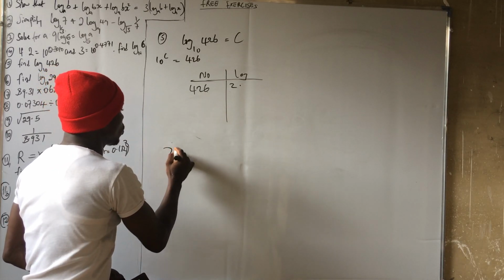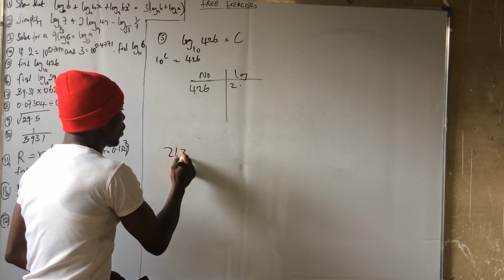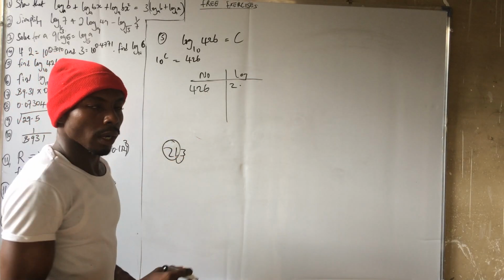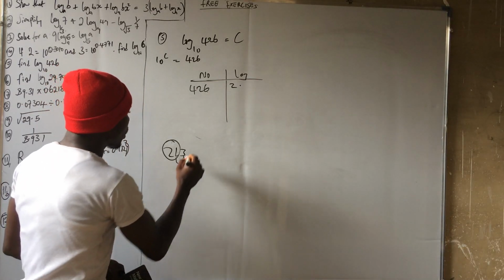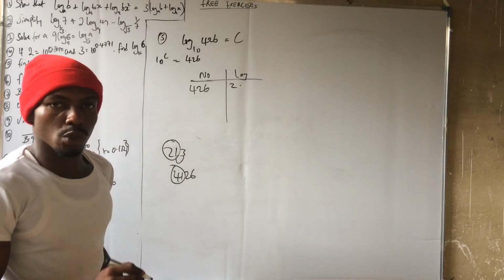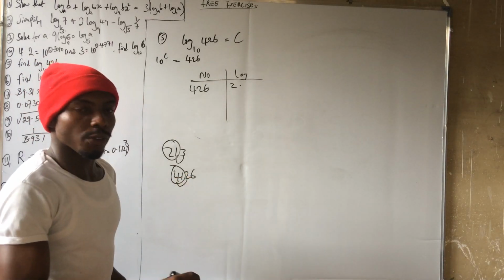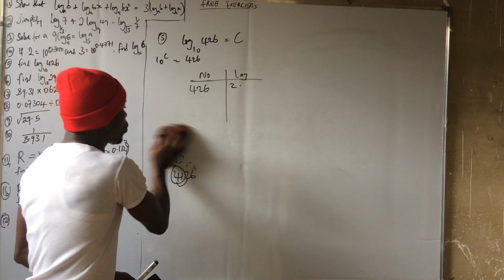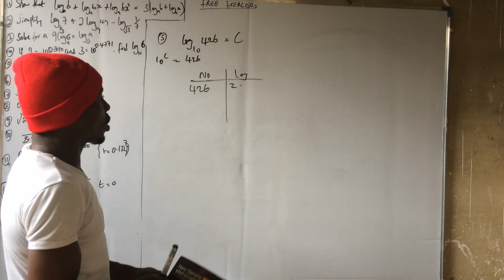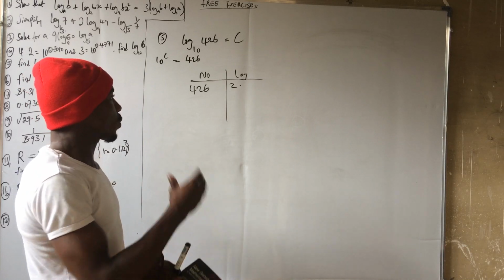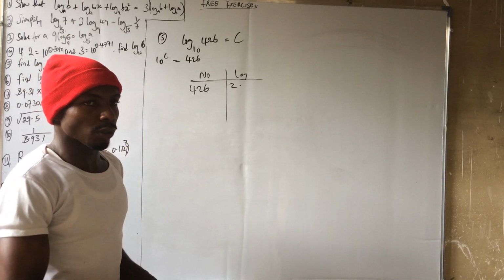If we have a 4-digit number, for example 4126, we look for the logarithm of the first 2 under the third one, and take the difference for the fourth one. So that is what we are going to do now. Since we have only a 3-digit number here and our characteristic is 2, we look for the logarithm of the first 2, which is 42, under the third one, which is 6.